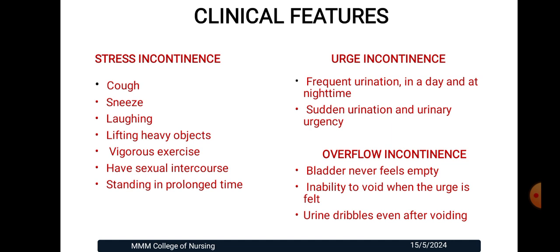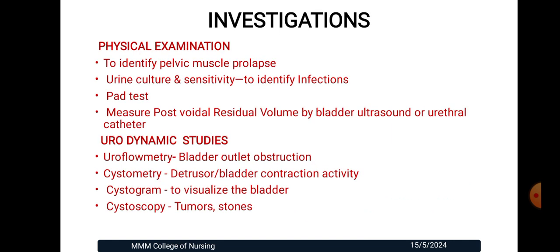Coming to the investigation: physical examination to identify pelvic muscle prolapse, urine culture and sensitivity to identify infections, pad test, and measure the post-void residual volume by bladder ultrasound or urethral catheter. And urodynamic studies: uroflowmetry, bladder outlet obstruction, cystometry, detrusor bladder contraction activity, cystogram to visualize the bladder, cystoscopy to visualize the tumor and stone.